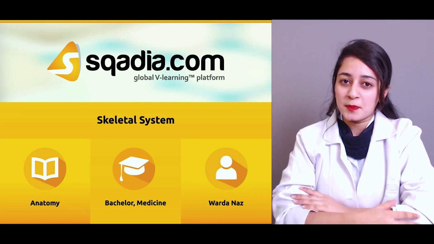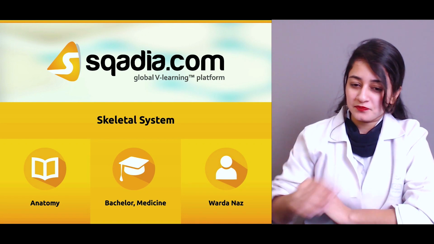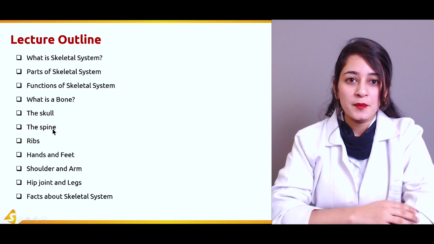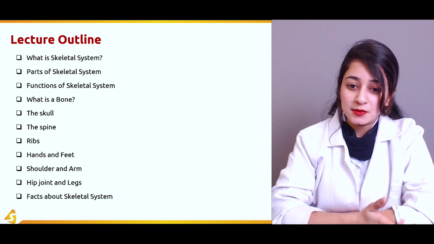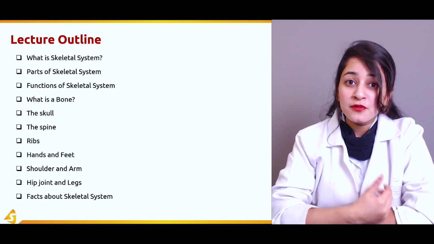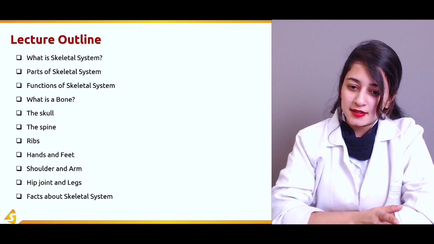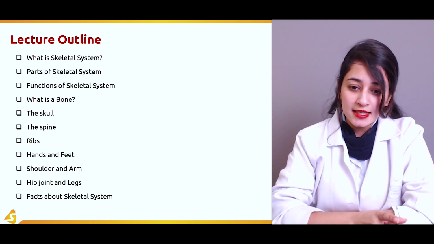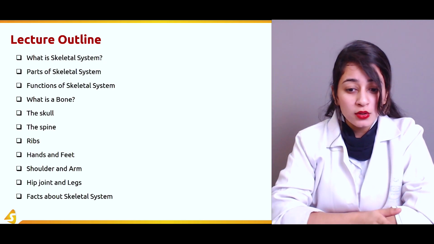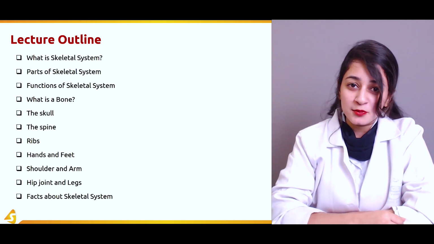So let's start our lecture today. The topic of our discussion today is the skeletal system. The outlines are: what is the skeletal system? Then we'll discuss the parts of the skeletal system. What functions do they perform? What is a bone? So there's a question, guys. Be ready for it. The skull, the spine, ribs, hands and feet, shoulder and arm, hip joint and legs, and a few facts about the skeletal system. So get ready.